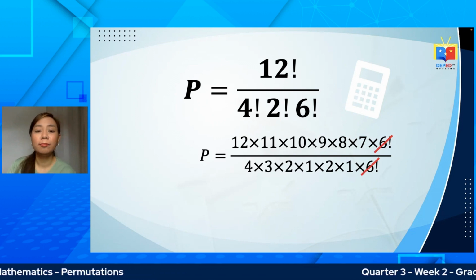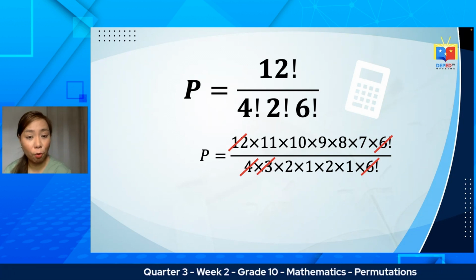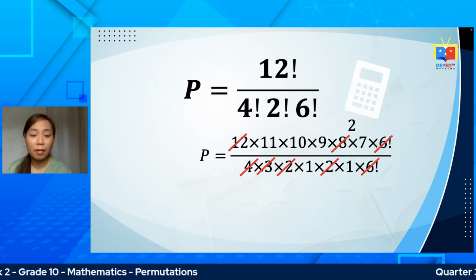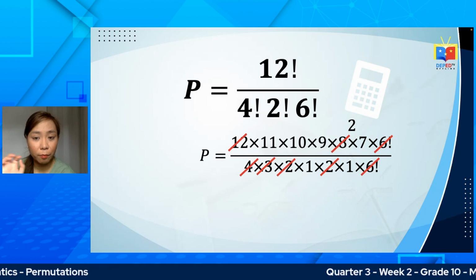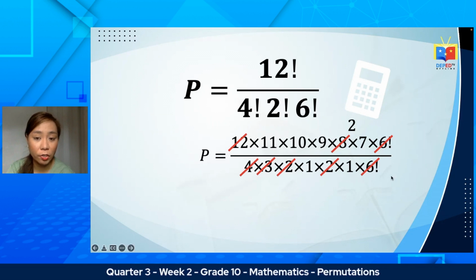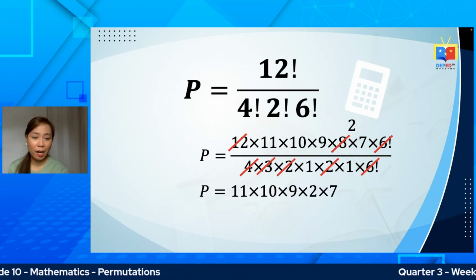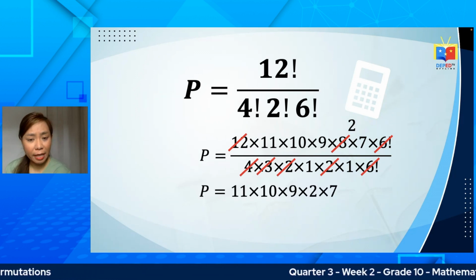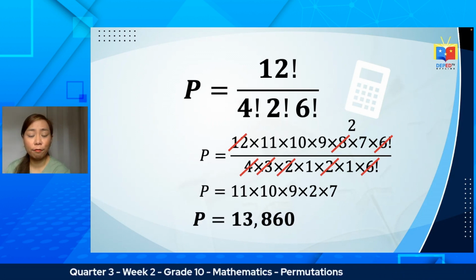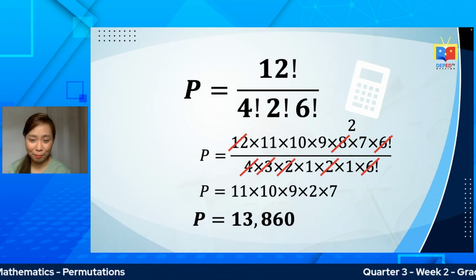6 factorial. What else? We have there 12, which is also the same as 4 times 3. We also have 8, but not all the 8. We will just divide 8 by 2 times 2, which is 4. So 8 divided by 4 there is 2. So you have there remaining 2. And that's it. So the numbers to multiply are 11 times 10 times 9 times 2 times 7. So the permutation for this is 13,860 different arrangements. Doing good?